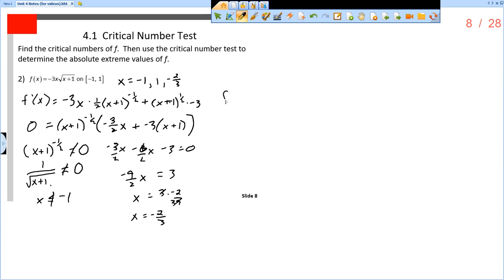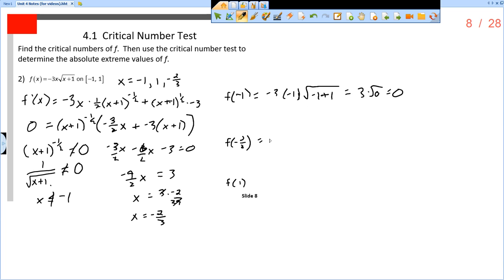So now I want to evaluate f of -1, f of -2/3, and then f of +1. So f of -1: I get -3 times -1 times the square root of -1 plus 1. So I get a positive 3 on the outside, but then I have the square root of 0, which is 0, so this is 0.